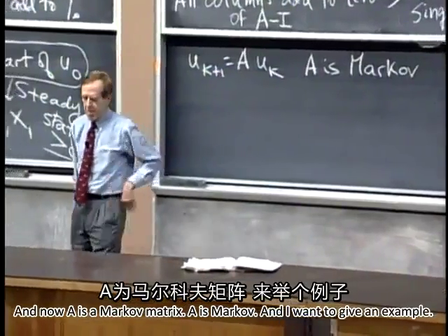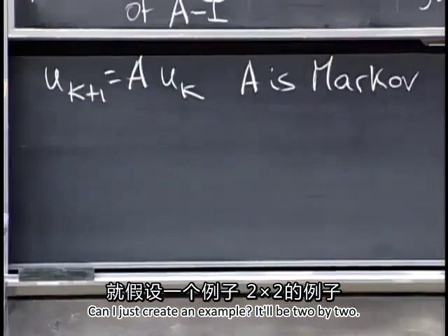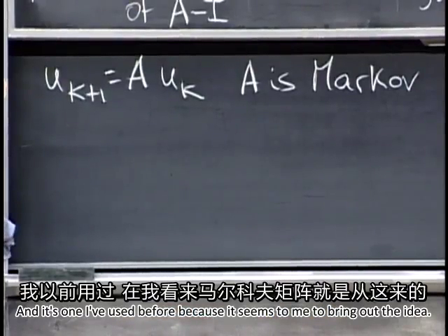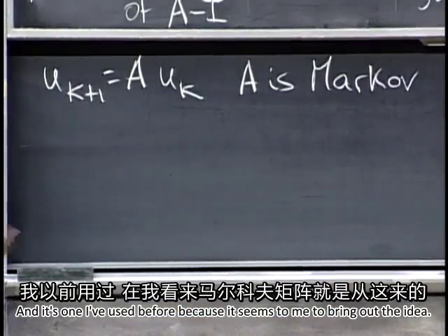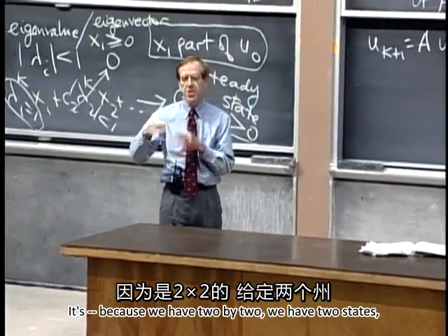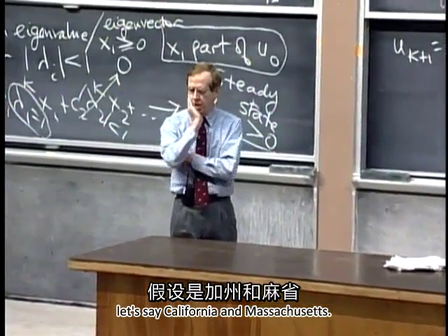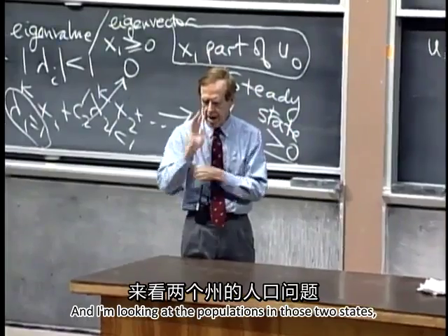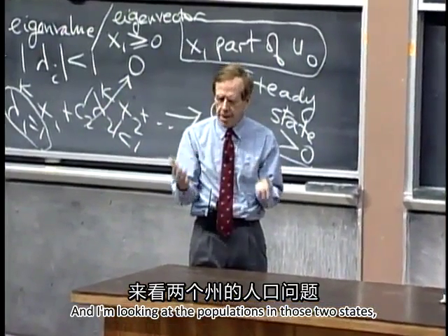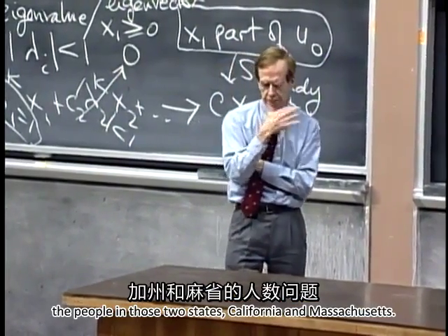And I want to give an example. Can I just create an example? It'll be 2 by 2. And it's one I've used before because it seems to me to bring out the idea. Because we have 2 by 2, we have two states, let's say, California and Massachusetts. And I'm looking at the populations in those two states, the people in those two states, California and Massachusetts.